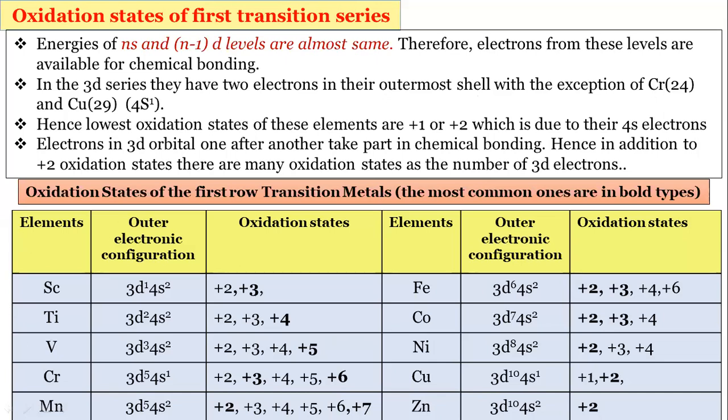So we have to remember this entire table. From scandium to manganese, we can see the oxidation states are increasing. Scandium has 1 unpaired electron, titanium 2, vanadium 3, chromium 5, and manganese also 5 unpaired electrons. From iron, the number of unpaired electrons decreases, so the oxidation states also decrease. Manganese shows the highest oxidation state in the transition elements: +2, +3, +4, +5, +6, and +7.